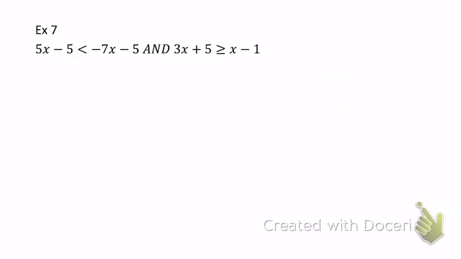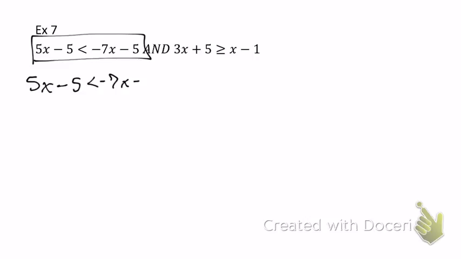Okay, so example 7, we got 5x minus 5 is less than negative 7x minus 5, and 3x plus 5 is greater than or equal to x minus 1. Okay, so what we're going to do is work out this first problem, 5x minus 5 is less than negative 7x minus 5.